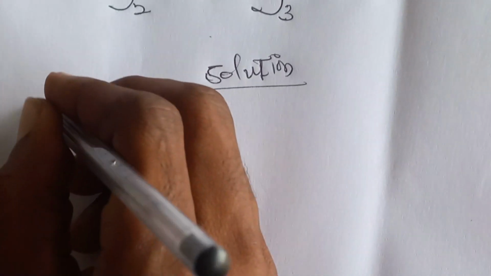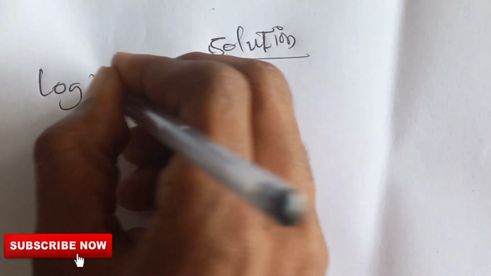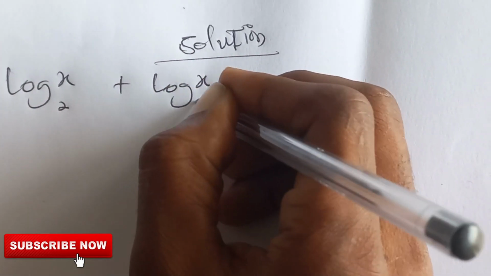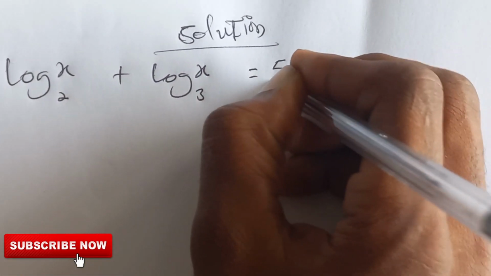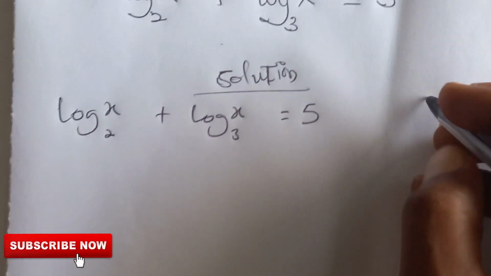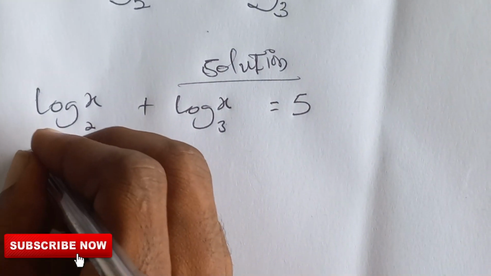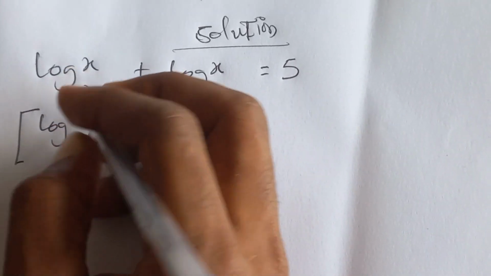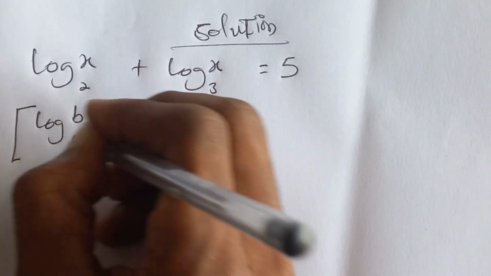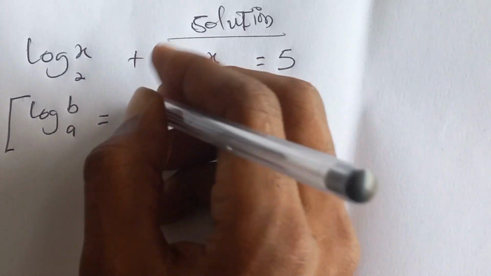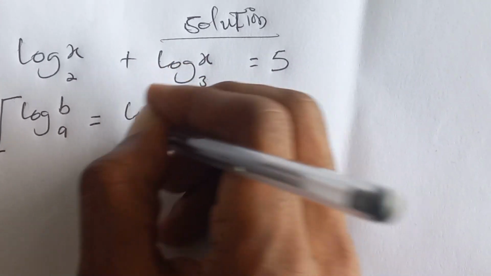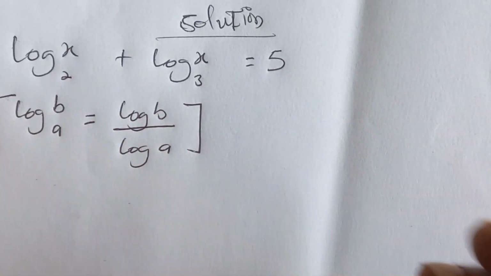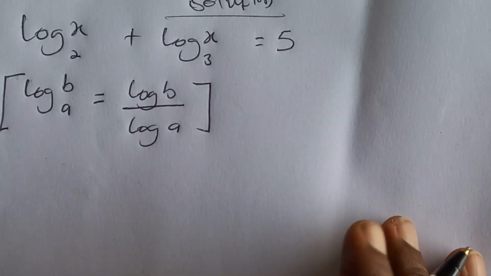We have log x base 2 plus log x base 3 is equal to 5. We also know that log b base a is the same as log b over log a. So this is a law of logarithm.